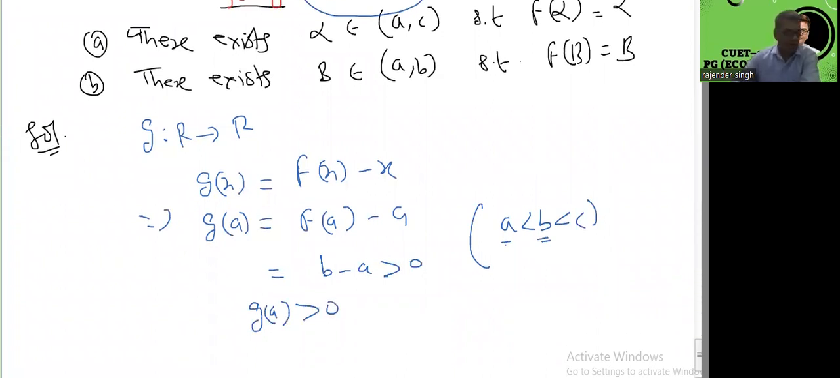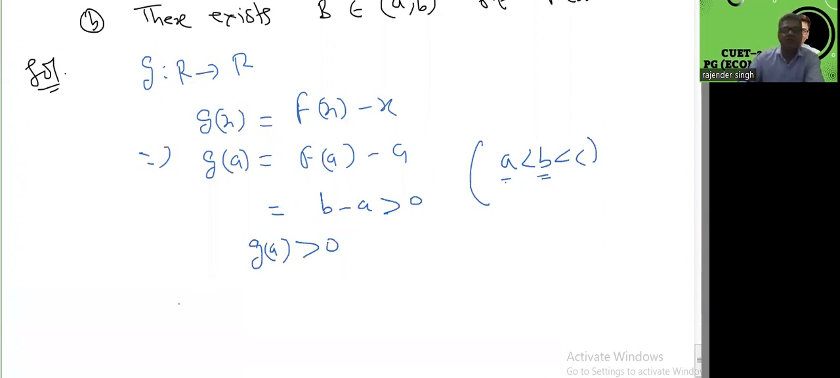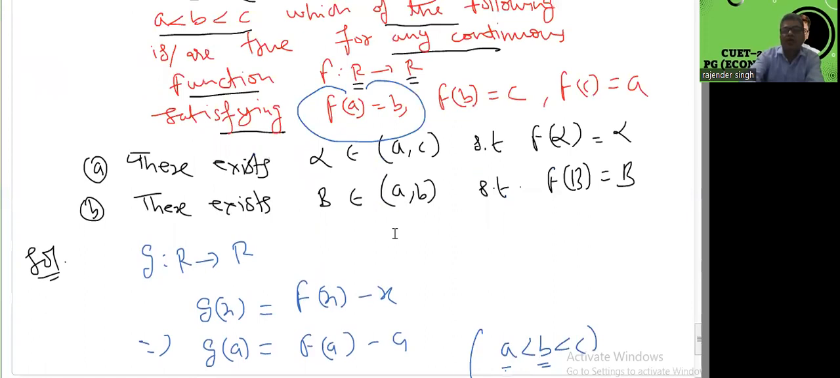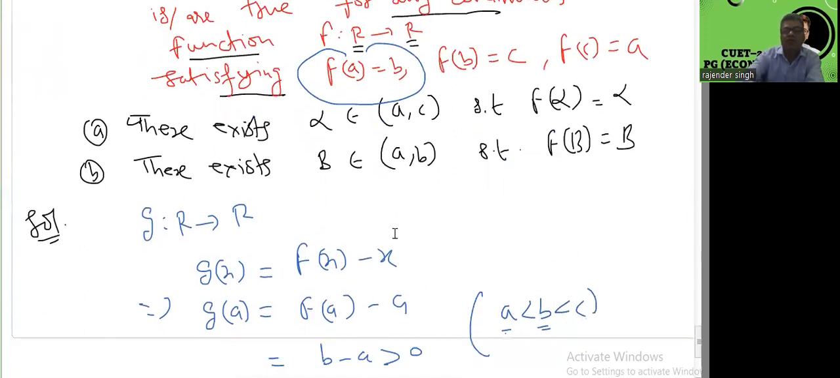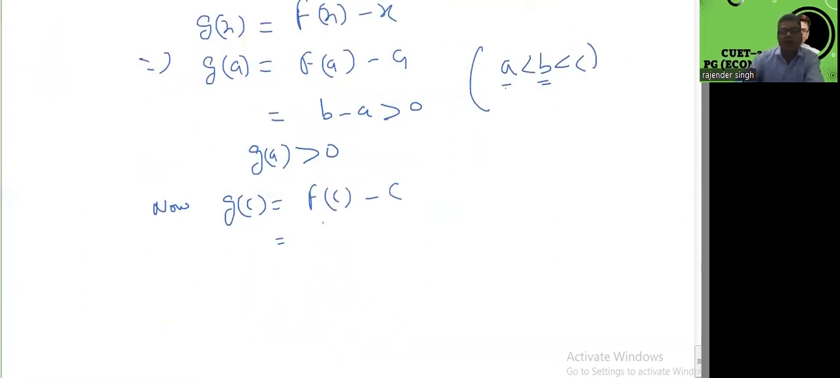Now let us find g of c, right? What is g of c? Now g of c means f of c minus c. What is the value of f of c? The value of f of c is a, right? So in place of f of c, I can write a minus c. Now, because a is less than c, that means a minus c will be a negative number, right?